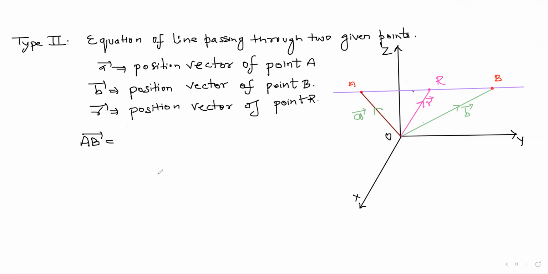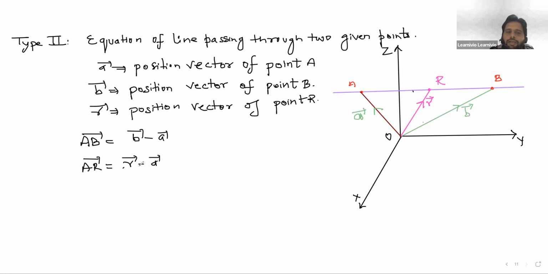Sir, position vector of B minus position vector of A. Very good. B minus A. Can you tell me, Nabil, what is AR? Sir, R minus A. Very good. R minus A. So, can we say that AR and AB are collinear? Everyone, can we say that AB and AR are collinear?